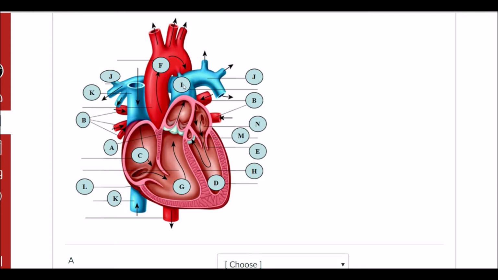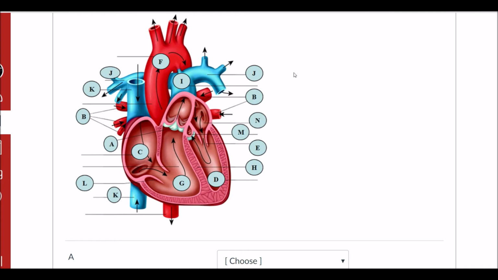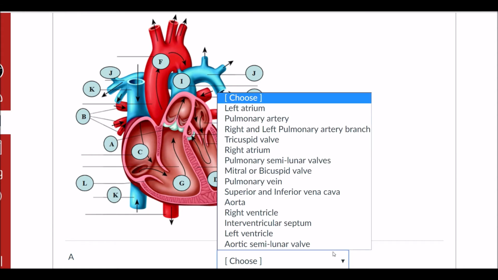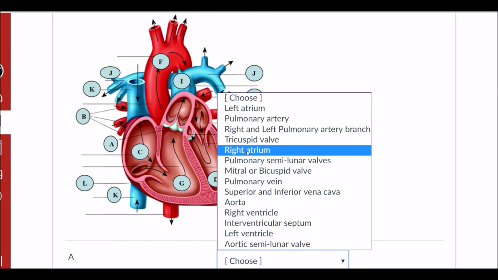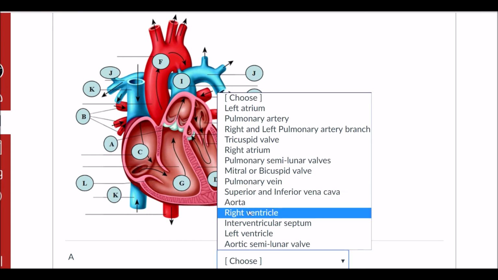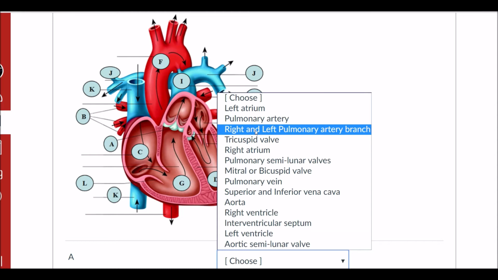I. So this is the bundle. What are the choices? Let me check. For I, it's away from the heart, so it's a vein. So that's going to the pulmonary. So let's see. Pulmonary. So this is J, right and left pulmonary branch, that's J.